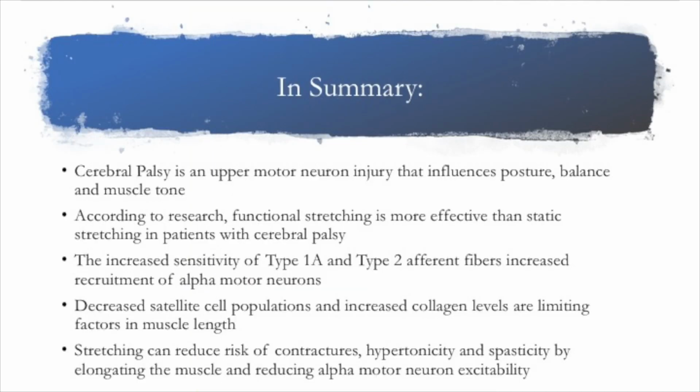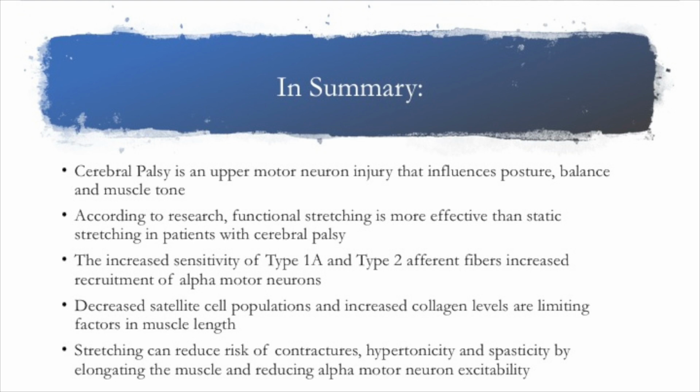This concludes our presentation for today. We just wanted to end on a few summary points that we wanted you to take away after seeing this presentation. Number 1, cerebral palsy is an upper motor neuron injury that influences posture, balance, and muscle tone. Number 2, according to research, functional stretching is more effective than static stretching in patients with cerebral palsy.